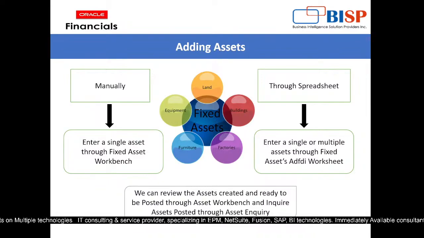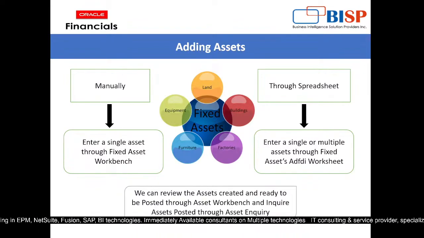So adding assets. Adding assets is nothing but adding our fixed assets to our assets module. And if we want to perform it manually, we can add single assets through the fixed asset workbench. And if we want to add it through spreadsheet, we can create a list of assets or a single asset as per our requirement, and through the ADFDI worksheet we can fill those details. If we want to review the assets that we have created and the ones that are ready to be posted, we can see that through the asset workbench.